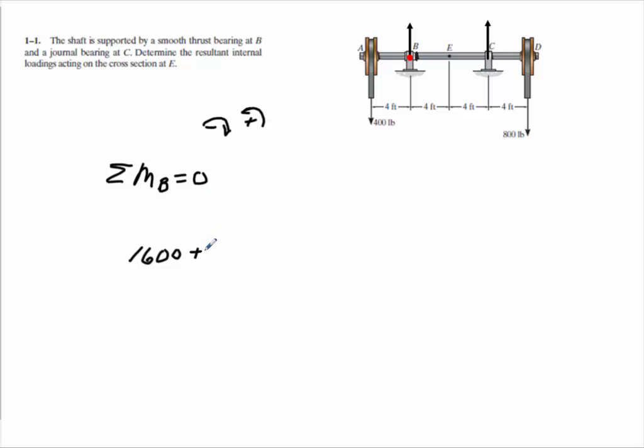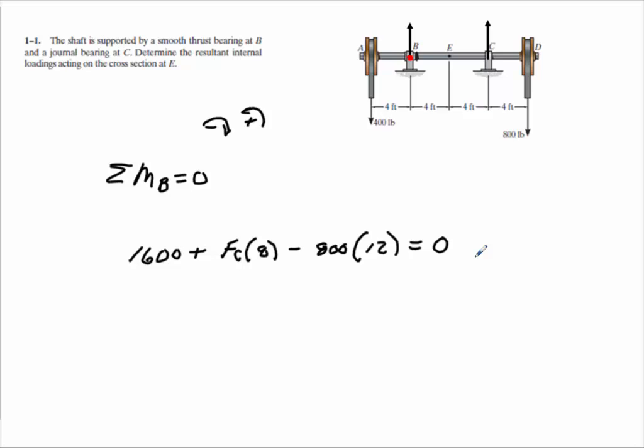Plus, I got FC times the distance, which will be 8. Again, if I show it positive here, then it's going to go back this way, so I make it positive. Minus 800 times this moment arm, which is going to be 4, 8, 12. We set that equal to 0.